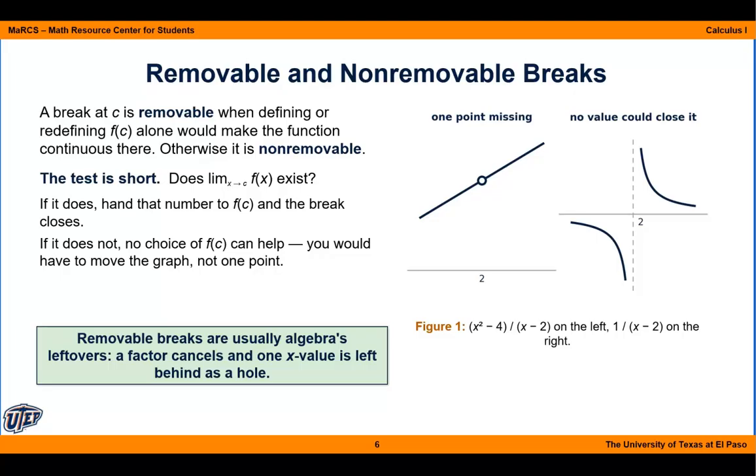If the limit does not exist, the break cannot be fixed simply by filling in one point. The surrounding behavior of the graph would have to change, so the discontinuity is non-removable. The graph on the left shows a removable hole created by a canceled factor. The graph on the right has a vertical asymptote, which cannot be repaired by inserting one point. Removable breaks are often algebraic leftovers. A factor cancels, but the original formula still excludes one input.